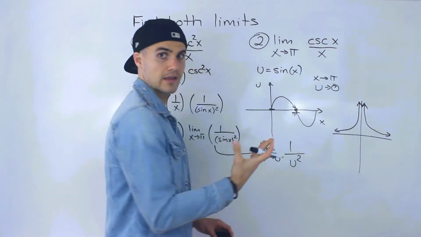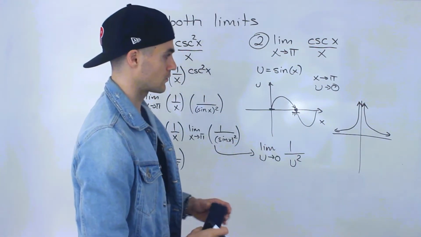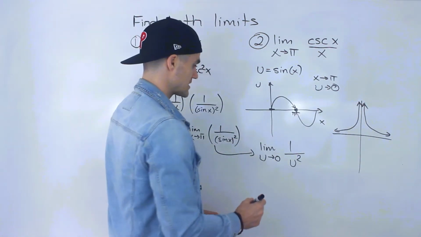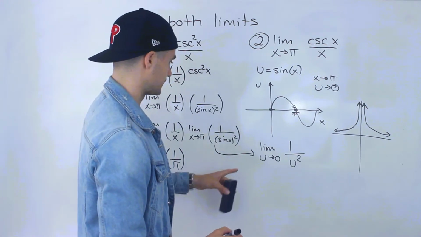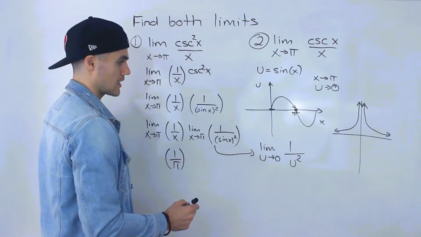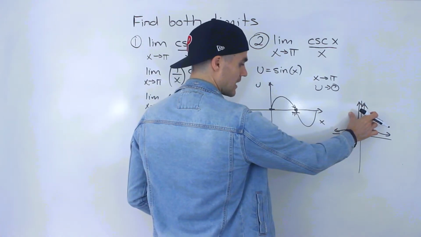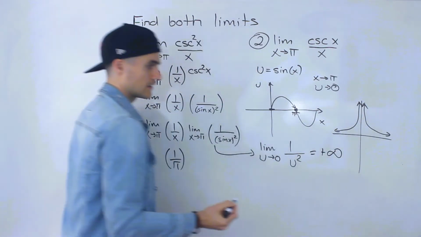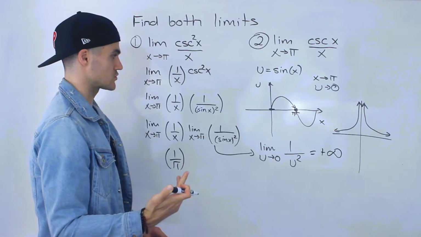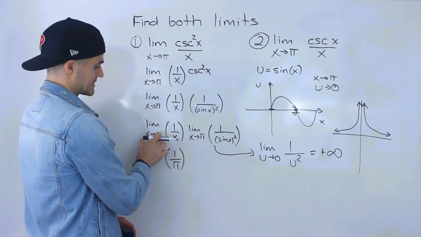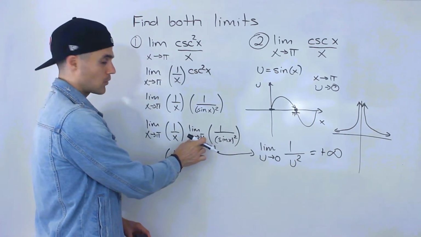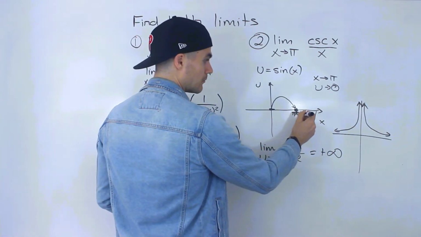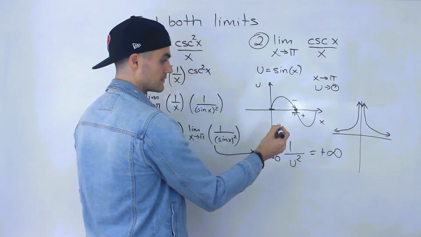Everything is positive. The range, all of the y values, are greater than 0. And so notice that as we approach u from both the positive and the negative side, it's going to go towards positive infinity. We have to approach it from both sides, because remember, they're asking for the limit as x approaches pi. So it's not a one-sided limit. We have to approach pi from both the positive side and the negative side.